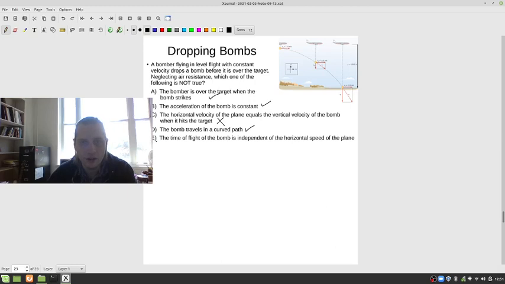Yes. The time of flight of the bomb is independent of the horizontal speed of the plane. Also true. Why is it true? Well, it's true because the initial velocity in the y direction is 0 unless you shoot the bomb downward. So in that case, the only thing that determines how long it takes to hit the ground is the initial elevation of the plane.